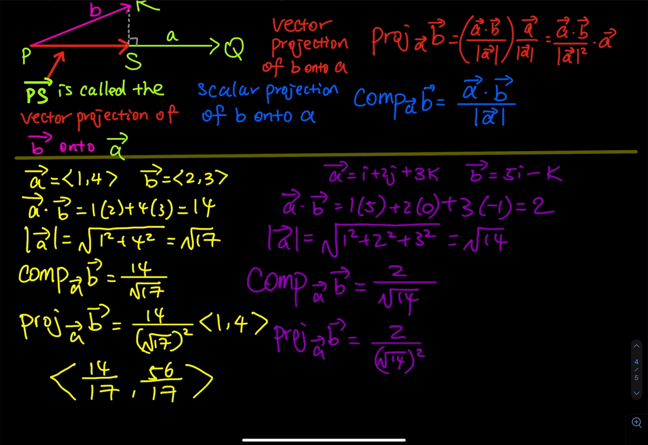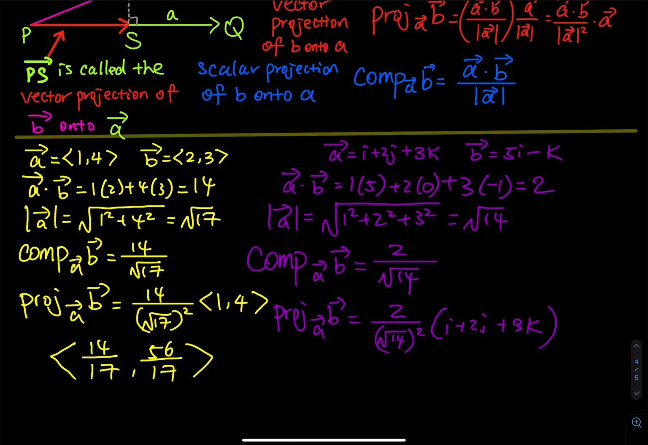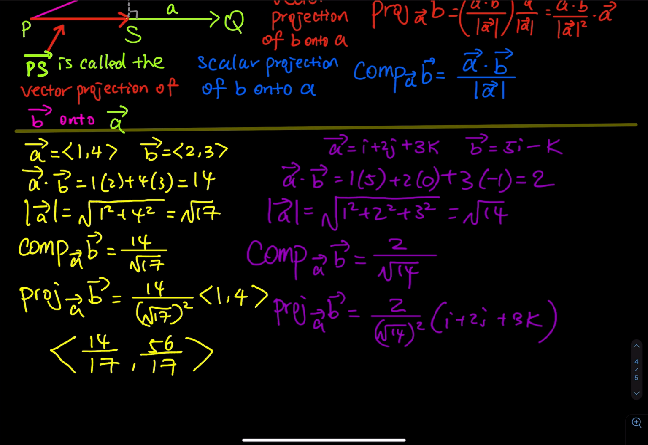So vector A, that will be the ijk, right? So that will be i plus 2j plus 3k. So here we have a 2 over 14 in front. By the way, 2 over 14 is equal to 1 over 7. So we have 1 over 7 times i, and then plus 2 over 7 times j, and then 1 times 3 is 3 over 7 k. So that is the vector projection of B onto A.